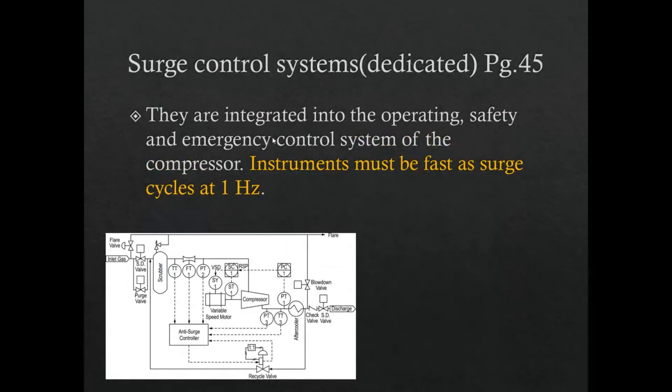Okay, dedicated surge control systems, off of page 45 here. Most of the systems that are actually out there have dedicated surge control systems built into them in the form of this anti-surge controller. They're integrated into the operating and emergency control systems of the compressor. A special note about these controls, particularly the transmitters that we are using to measure the different parameters on the compressor: the surge frequency, or the cycle rate for surging, can be pretty fast. It says in the ILM here that they can cycle at one cycle per second, which doesn't sound very fast, but for a compressor it's pretty fast. So as a result, the measuring devices have to be fast also.